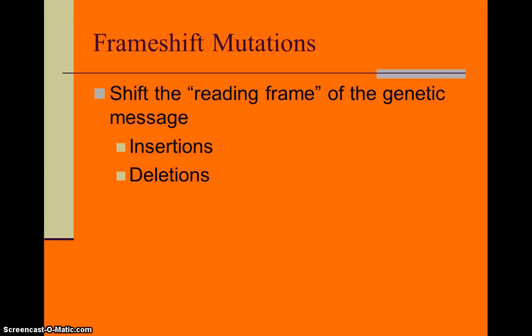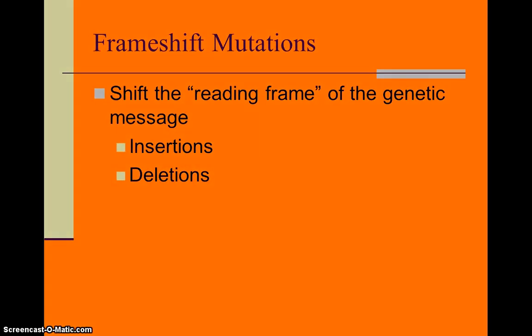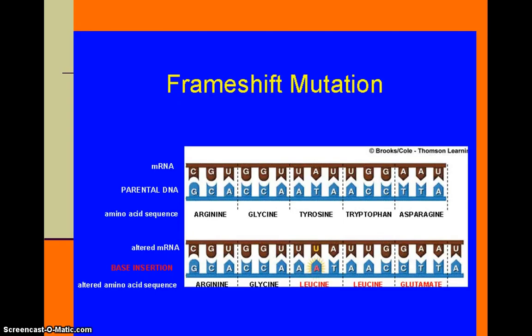So frame shift mutations are going to shift the reading frame of the genetic message, and those are the insertions and deletions. Those are going to move what you would read for the amino acids. And here's another example.